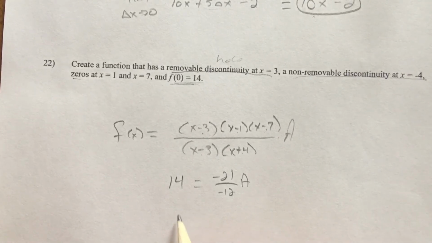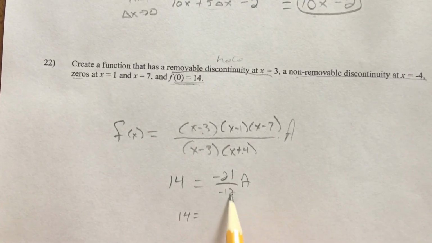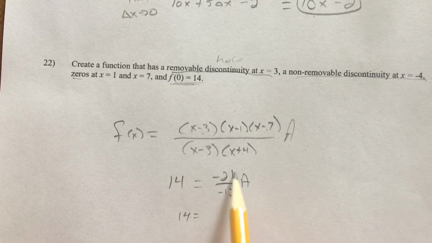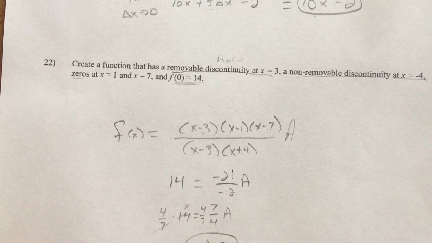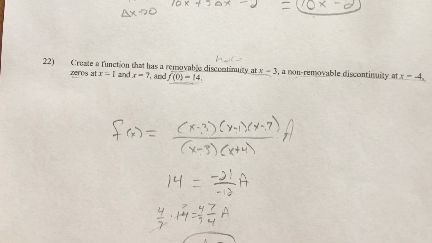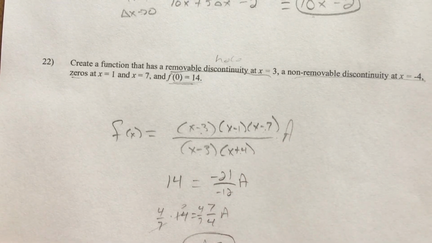Okay? So just to kind of, because I don't have a calculator, the negatives would cancel. I can divide those by 3. And now if I multiply both sides by 4/7, I end up with a equal to 8. Okay, so if a is 8, then that will create this scenario here.